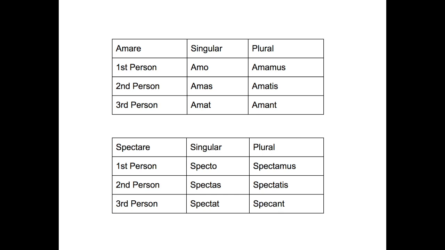These verbs, the endings stay the same depending on who is doing them. So for example, to say you love is amas, it ends in as. To say you watch is spectas, it ends the same way. We can take this even further. He or she loves, amat, it ends in at. He or she watches, spectat, it ends the same way. And I think you get where I'm going here.